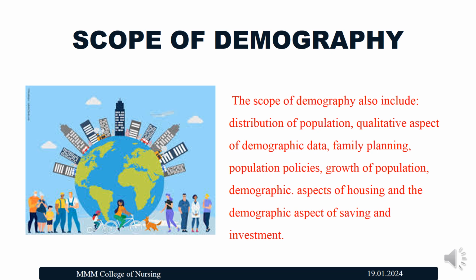Scope of demography. The scope of demography also includes the distribution of the population, the qualitative aspect of the demographic data, not only quantitative, family planning, population-related policies, growth of the population, the demographic aspect of housing, and the demographic aspect of saving and investment. These are all the scopes of demography.